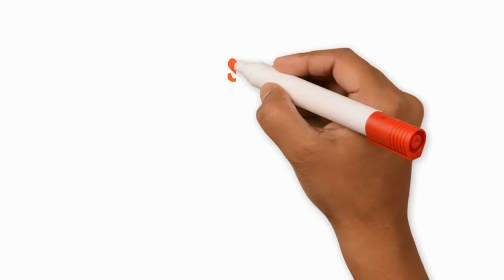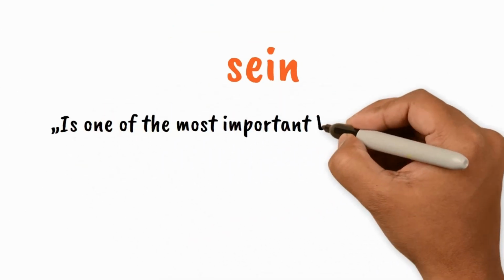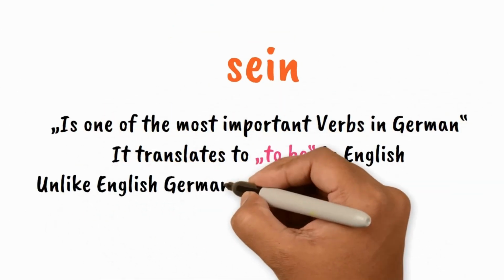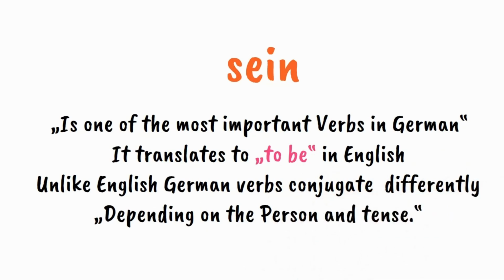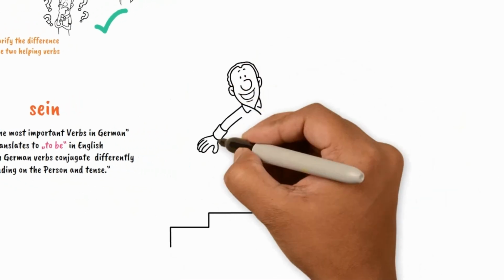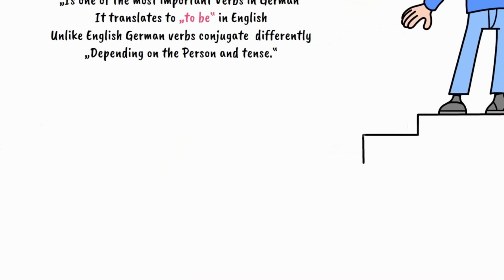Start with the verb sein. It is one of the most important verbs in German. It translates to be in English. Unlike English, German verbs conjugate differently depending on the person and tense. First, let's learn how to conjugate the verb sein.